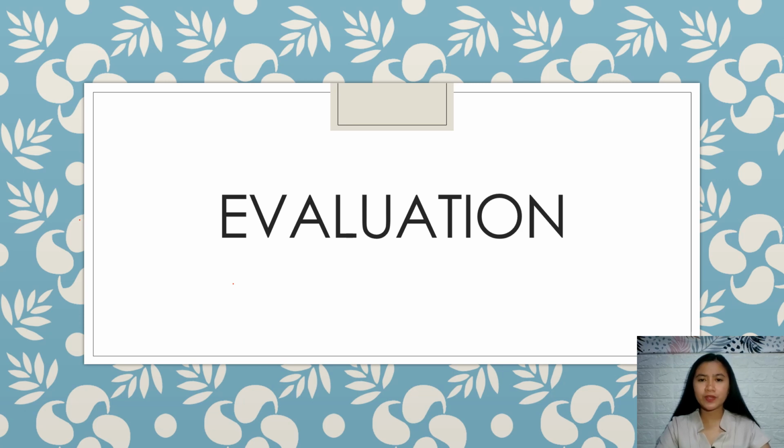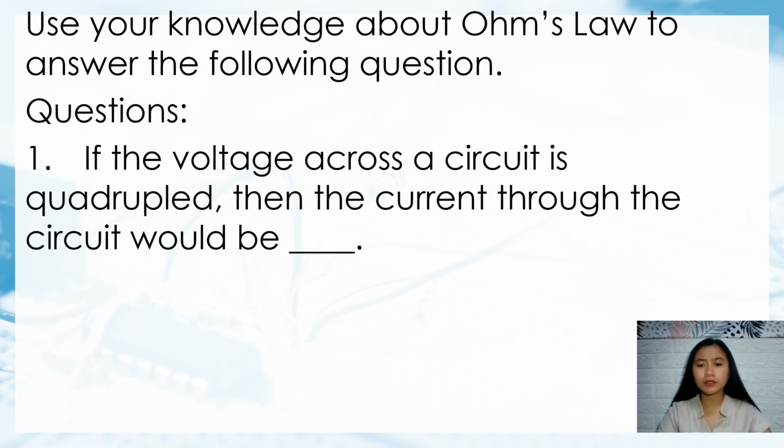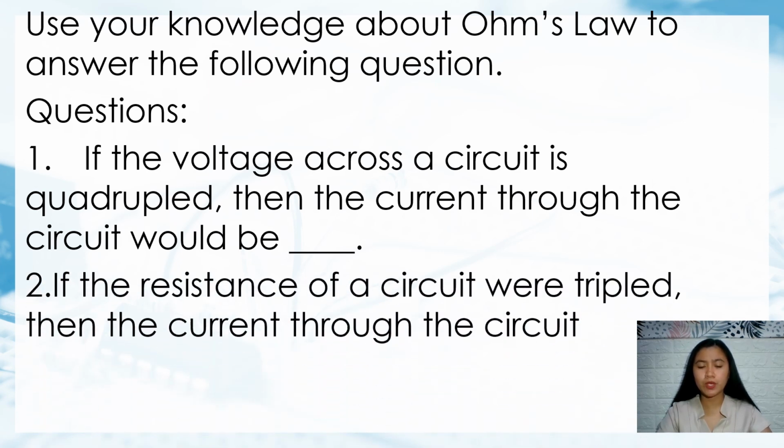Now let us proceed with the evaluation for me to know whether you acquired the knowledge that I want you to learn. So let's start. Again, use your knowledge about Ohm's law to answer the following questions. Question number 1. If the voltage across a circuit is quadrupled, then the current through the circuit would be blank. Number 2. If the resistance of a circuit were tripled, then the current through the circuit would be blank.